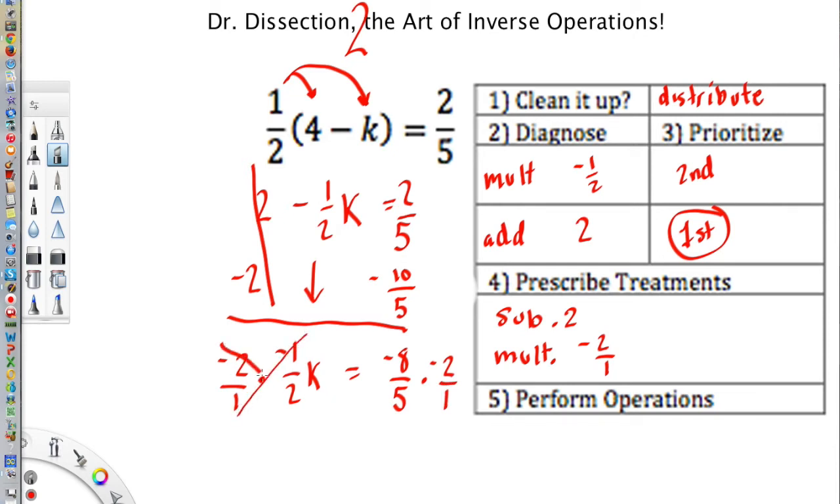These cancel each other out, and I'm left with k is equal to negative 8 times negative 2, which is a positive 16, over 5 times 1, which is 5. 16 fifths. You can change that to a mixed number if you want to, but that's good enough. And we have another healthy, happy patient.